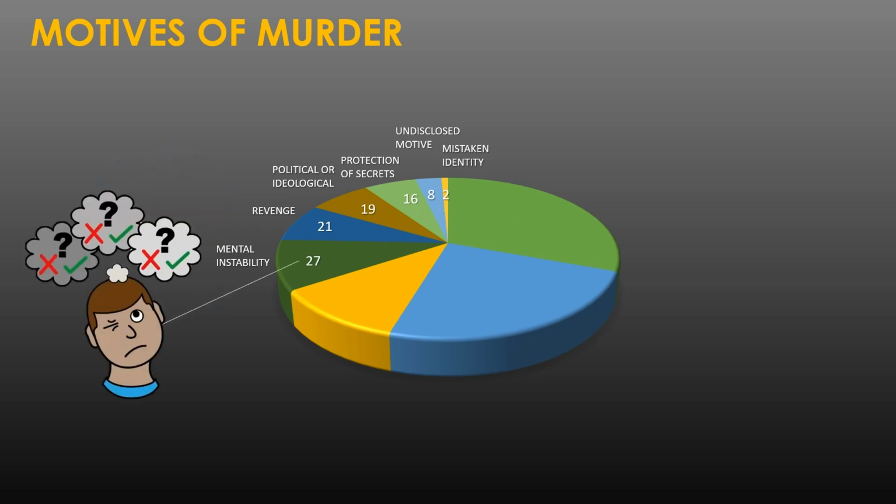Mental instability. In some cases, characters with psychological or emotional disturbances commit murder due to a distorted perception of reality, delusions, or an inability to control their impulses. This motive adds an element of psychological depth to Christie's stories.